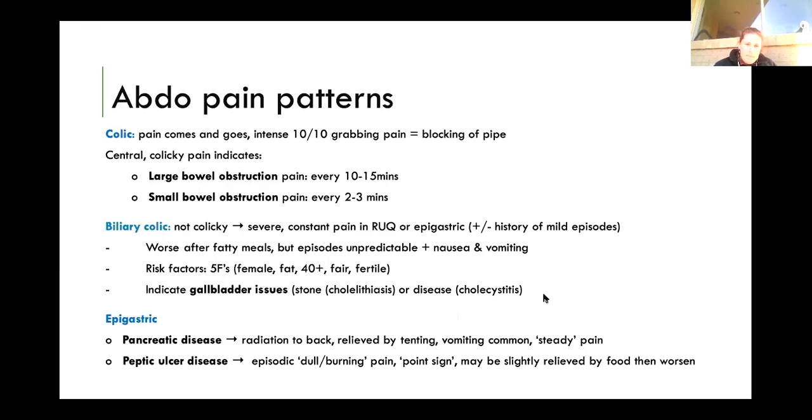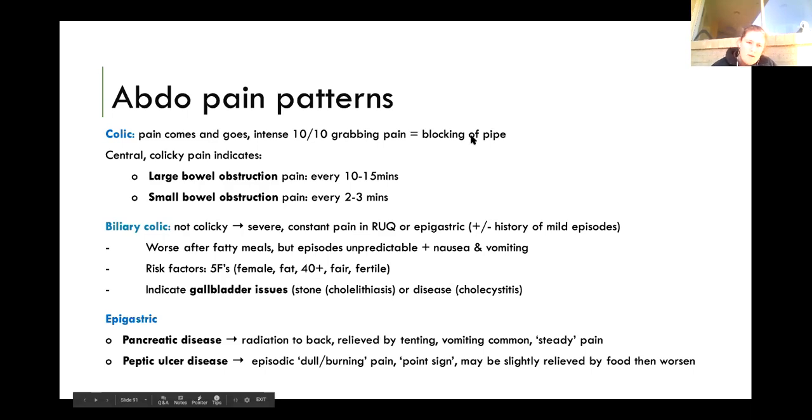And then pain in the epigastrium, that's more so if you visualize back to the diagram we're going through, what structures are there. So you've got your pancreas. So thinking pancreatic disease, other features of that is that the pain would radiate to the back, relieved by tenting. So that's when you lean forwards, that posture relieves pancreatic pain, and there might be associated vomiting, and it can be considered a steady pain.